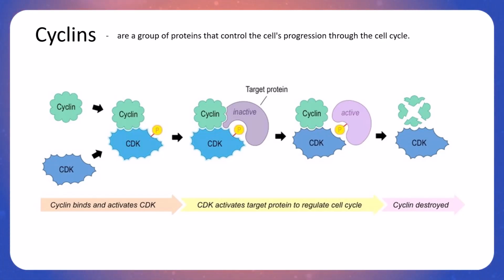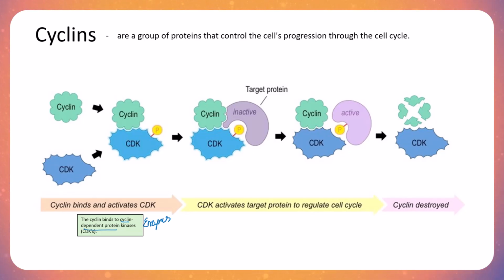Cyclins are a group of proteins that control the cell's progression through the cell cycle. Cyclins are proteins that are going to be substrates that a particular enzyme called a CDK, or a cyclin-dependent kinase, is going to act on. And so in the first phase of this reaction, the cyclin binds and activates the CDK. CDK is called cyclin-dependent kinase. Cyclin-dependent kinases, CDKs, are the enzymes, whereas cyclins are the substrates.